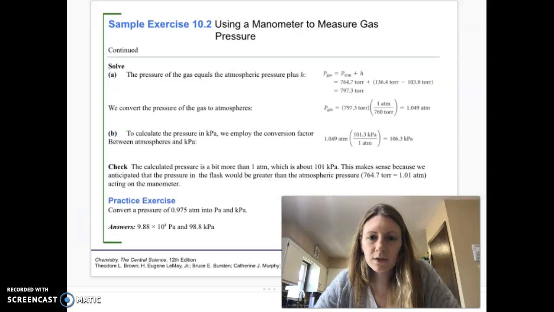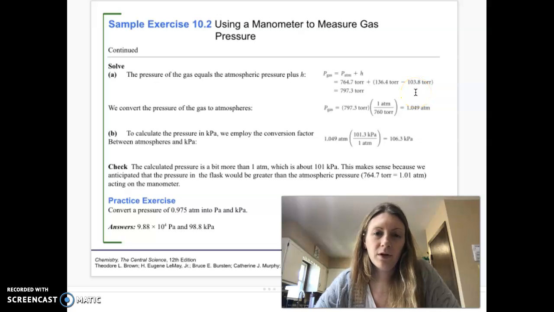So if we go to this next one here, you would first want to understand that the pressure of the gas will equal the pressure of the atmosphere plus the height. So our pressure of the atmosphere is 764.7 torrs plus the difference in the 2 heights that we were given in the previous slide.